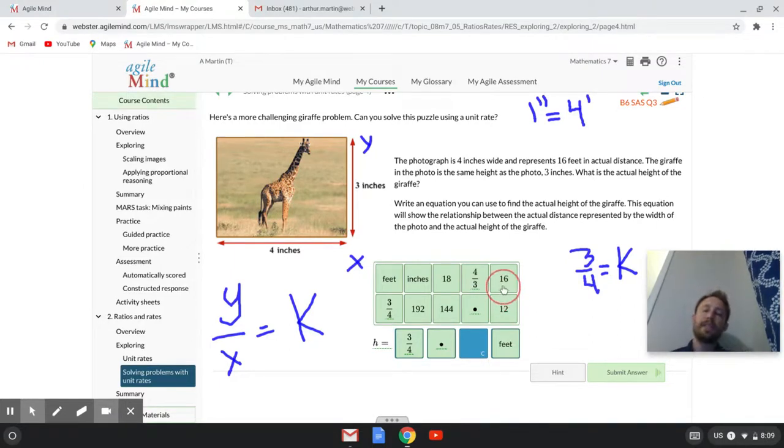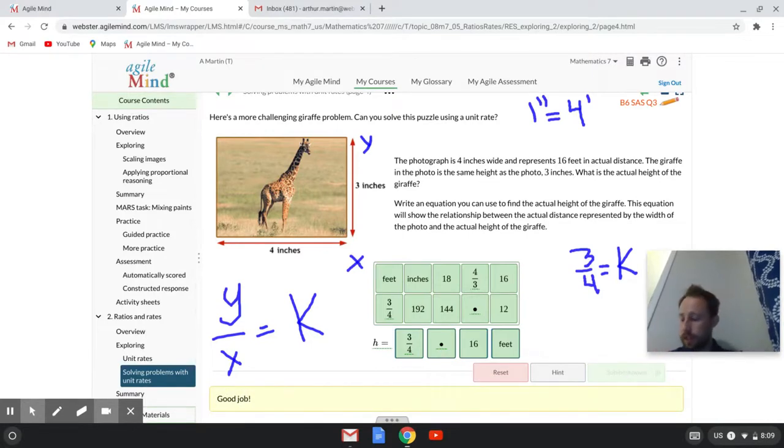16. So let's take 16. 16 divided by 4 is 4, and 4 times 3 is 12. So 16 would work as well. So there's two ways to do that. We can either work with feet or we can work with inches. So those are two ways that we can solve that answer.